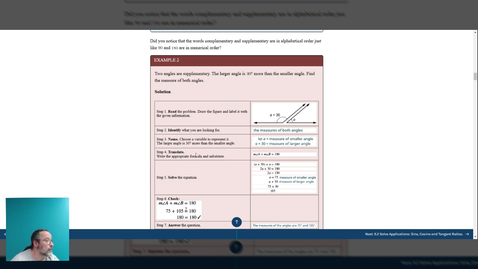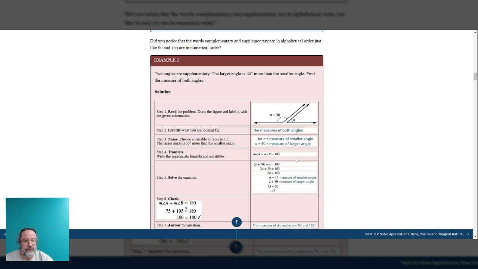You can use X if you want. I know some use X, Y if you feel like it, if it's easier. So basically they used a variable of 30. So 2A plus 30 equals 180. 2A equals 150. So then we know that A is the measure of the smaller angle as we defined.